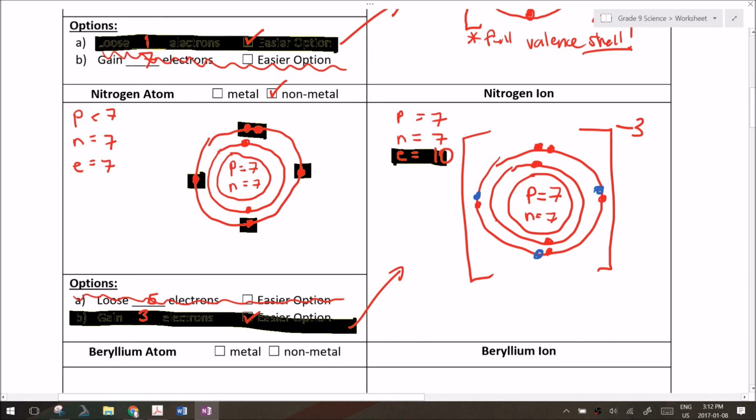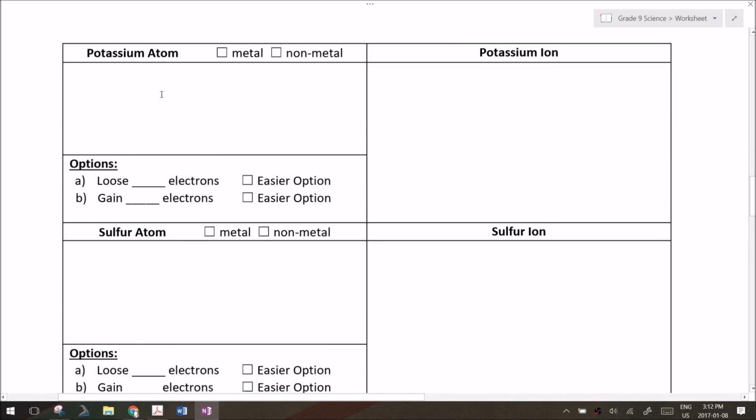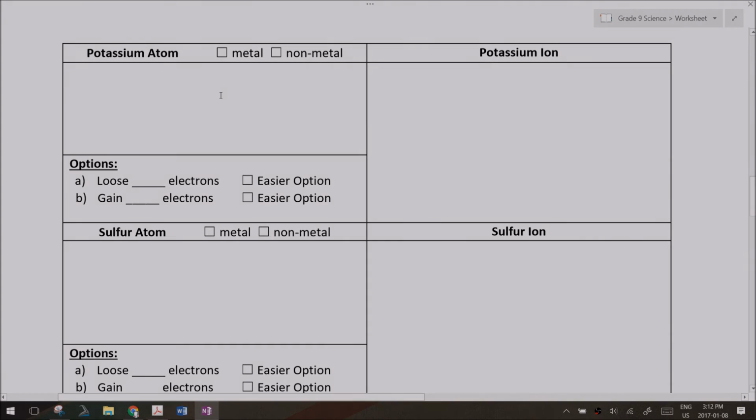You're going to go ahead and finish the rest on your own. Make sure you remember that when you get to this second page here, you're actually going to be drawing the Lewis dot diagrams instead of a Bohr diagram, so it's a little bit less work for you.